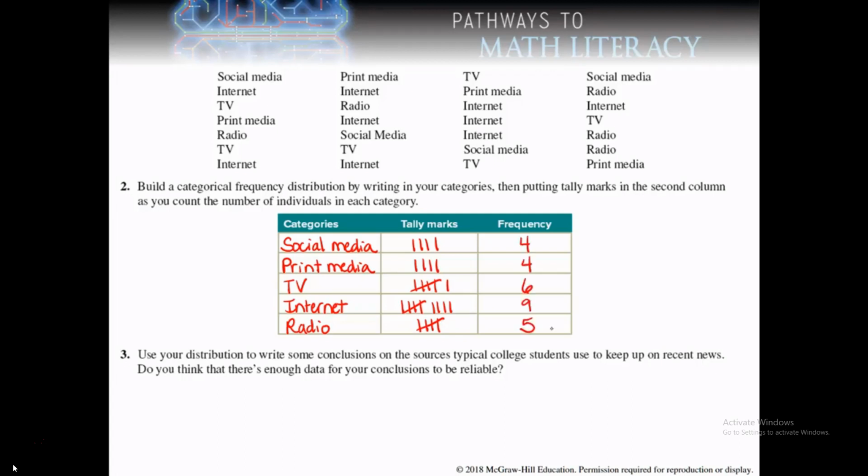In number 3, we're going to use that distribution to write some conclusions on the sources for typical college students. Well, looking at these responses, internet was way ahead of everything else. However, with only 28 responses, that's really not enough data for reliable conclusions about all college students.